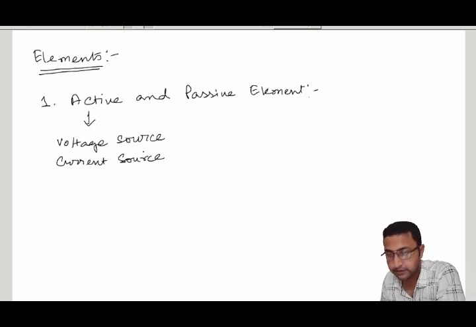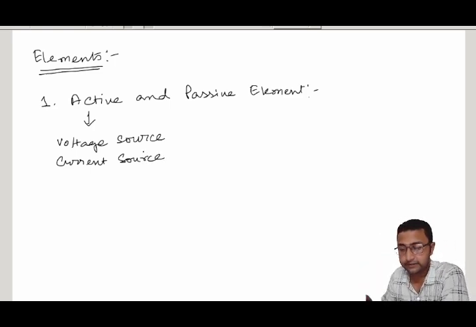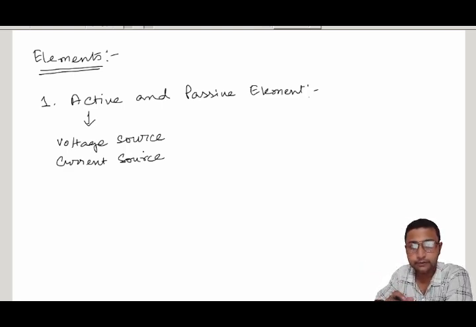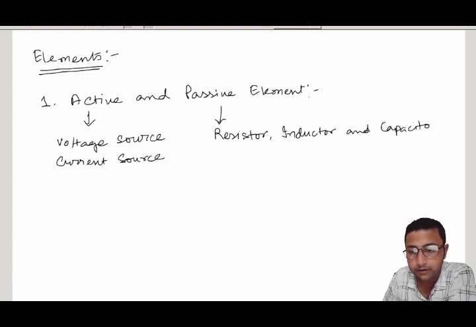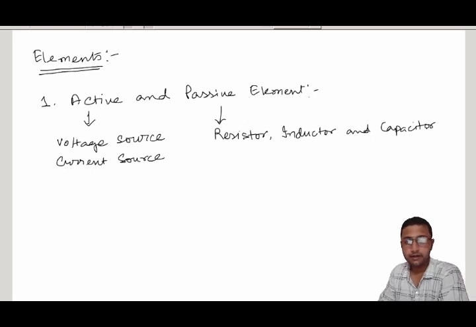Whereas the passive element is the energy storage element. That means it simply allows the passing of current without enhancing the energy level. Whereas an active element will enhance the energy level, a passive element simply allows the current to flow through it without enhancing the energy, and it can store the energy. It is called the passive element. The examples of passive elements are resistor, inductor and capacitor. So these are the passive elements.